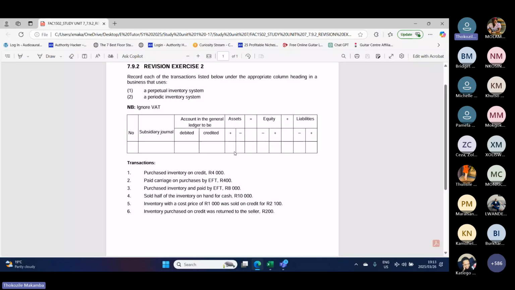And then when you record your transactions, you're going to decide: are we increasing an asset? Are we decreasing an asset? Are we increasing a liability? Are we decreasing equity, increasing equity? And are we decreasing liability or increasing liability?